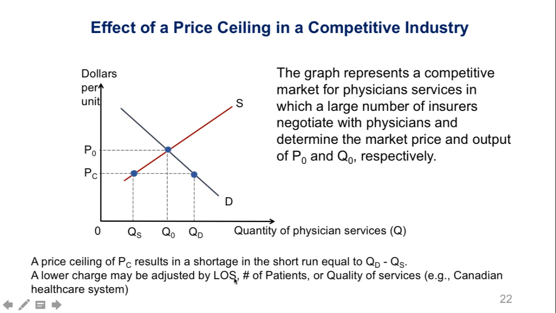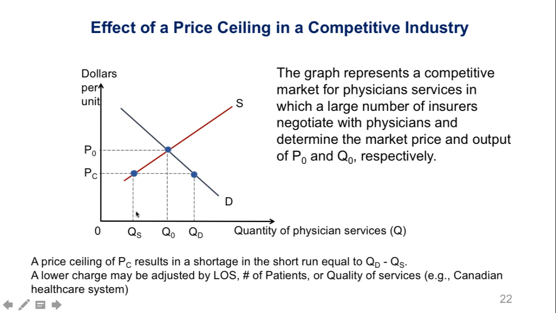So the providers probably discharge the patients sooner. They decrease the length of stay in the hospital sooner than the patient is really ready to be discharged, or decrease the number of patients, or they can actually decrease the quality of the services. And that's the case when you set the price ceilings in a competitive market.